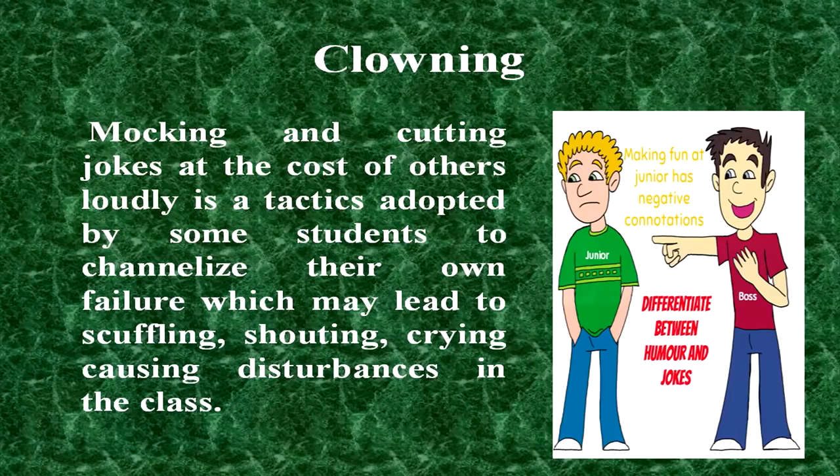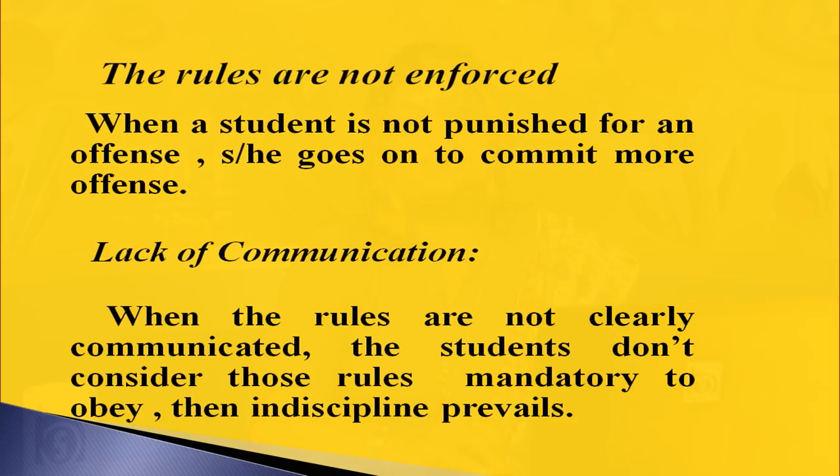Next is clowning. Clowning means mocking or cutting jokes on others. Mocking and cutting jokes at the cost of others loudly is a tactic adopted by some students to channelize their own failure, which leads to scoffing, shouting, crying, causing disturbances in the class, which is also a big reason for indiscipline. Next, when the rules are not enforced. When a student is not punished for an offence, he or she goes on to commit more offences as the rules are not properly enforced in the classroom.